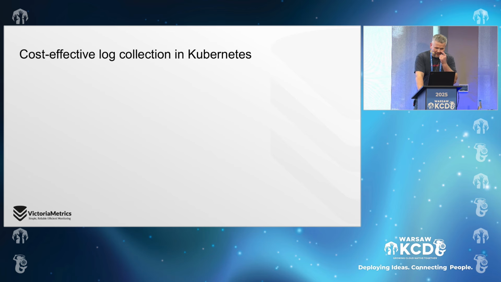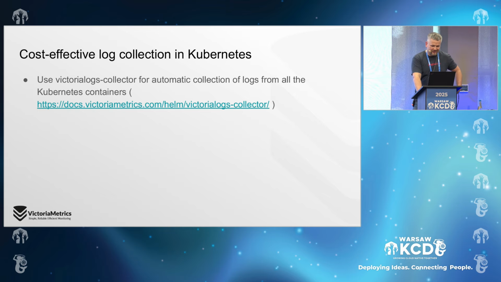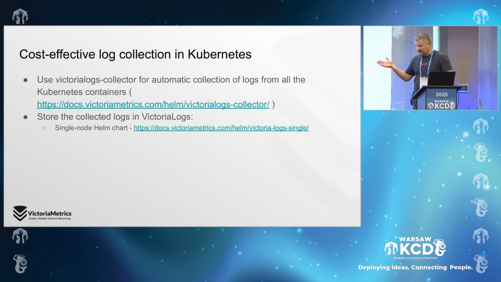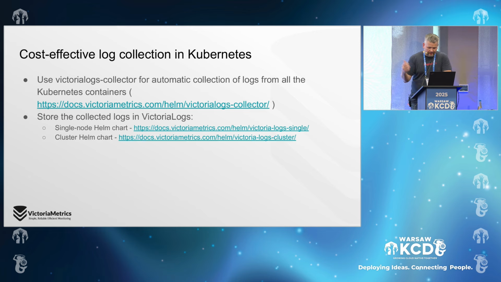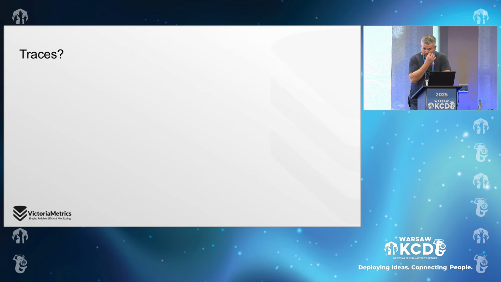So let's return to the cost-effective log collection in Kubernetes. You can install VictoriaLogs manually, but I recommend using Helm charts for collecting logs. We provide the VictoriaLogs collector Helm chart, which automatically discovers all the logs from all the containers in Kubernetes, collects these logs and sends them to centralized VictoriaLogs. And we provide a Helm chart for installing a single node version of VictoriaLogs in Kubernetes and for installing a cluster version of VictoriaLogs. What about traces?